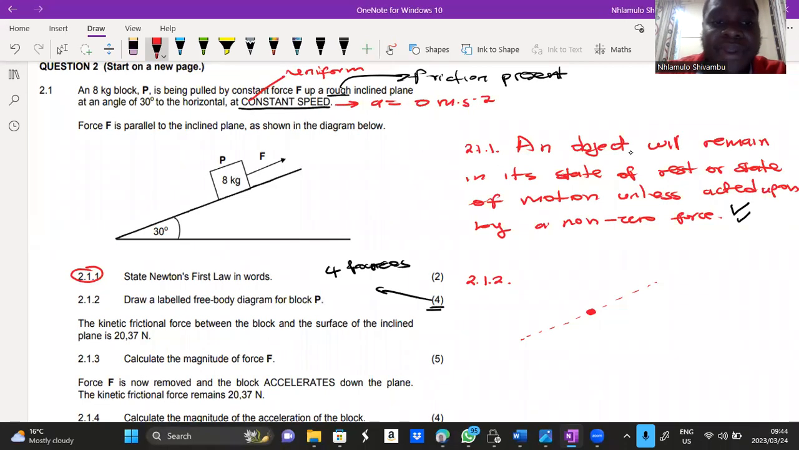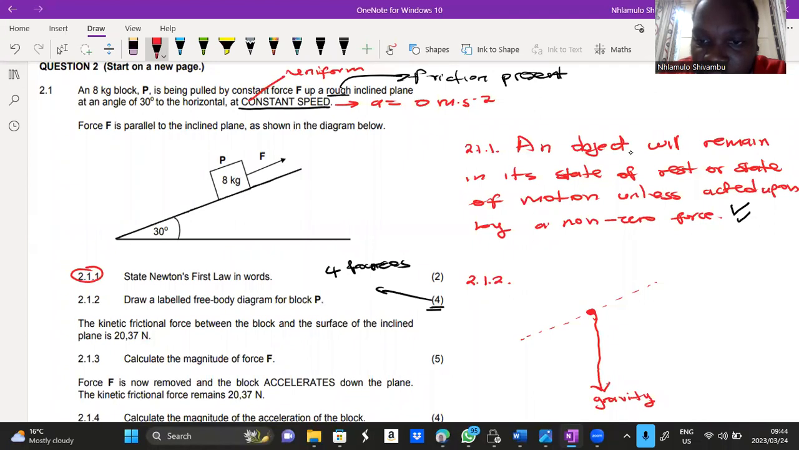And obviously, I'm going to start with the universal force. This force exists in all objects as long as these objects are on the universe, and that is force of gravity. And this one, we know that it acts directly downwards. So this one, we're going to call it gravity or weight.